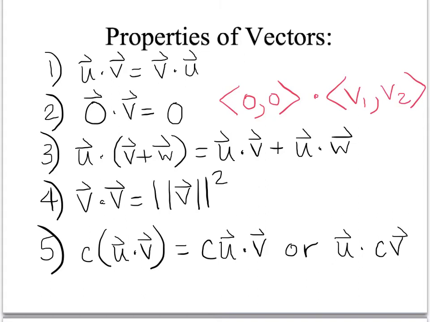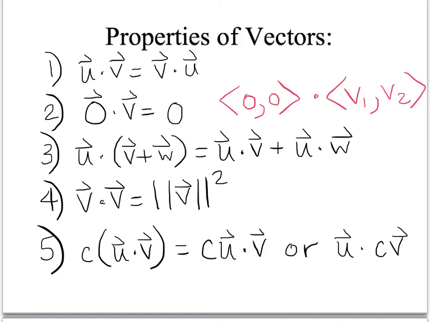Okay, number 4 says if I dot a vector with itself, then I'm going to end up with the magnitude squared. Okay. And in number 5, if I have a constant times a dot product, I can multiply that constant with one of the vectors and then do the dot product.